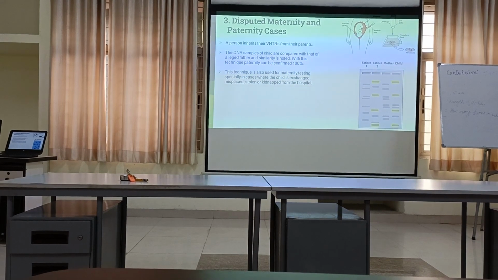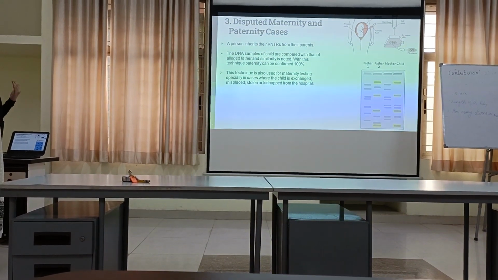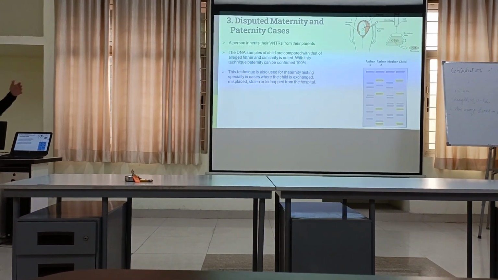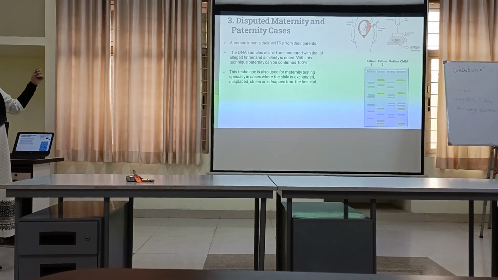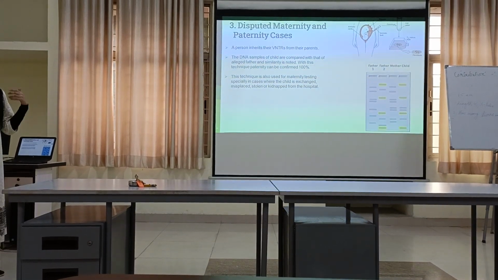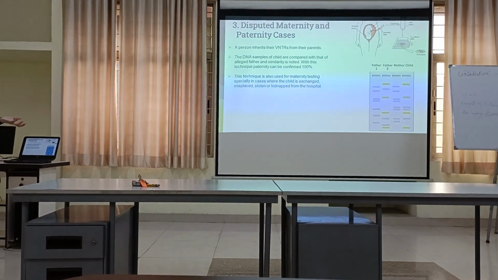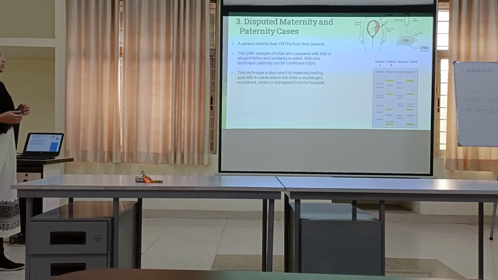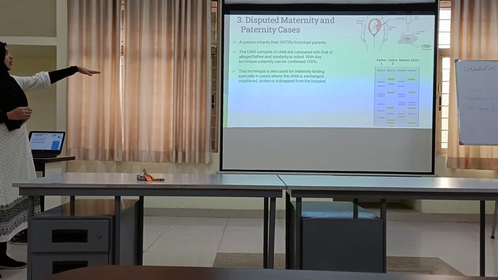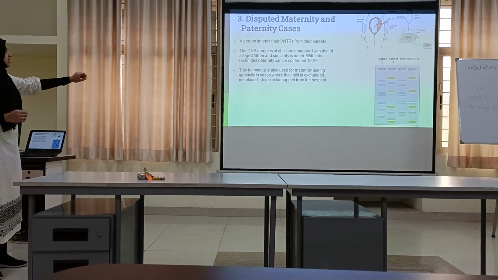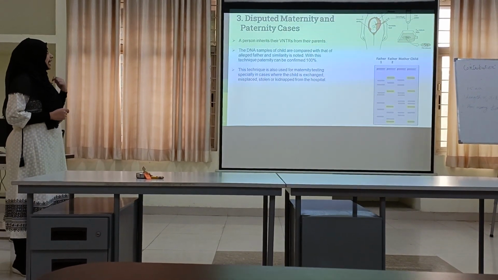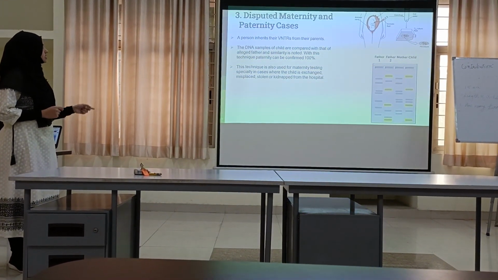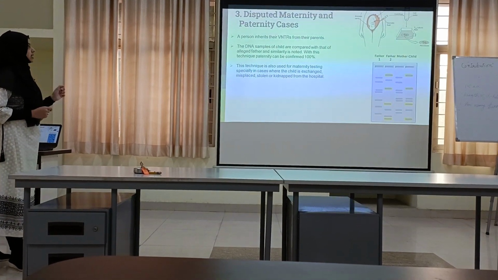The third application that we see is in disputed maternity and paternity cases. It is also used to solve these maternity and paternity disputes. A person, as we already know, inherits their VNTRs from their parents, 50% from our mother, 50% from our father. So this forms the basis of maternity and paternity tests. The DNA sample of a child is compared with that of the alleged father, and similarity is noted when we are performing a paternity test. With this technique, paternity can be confirmed 100%.